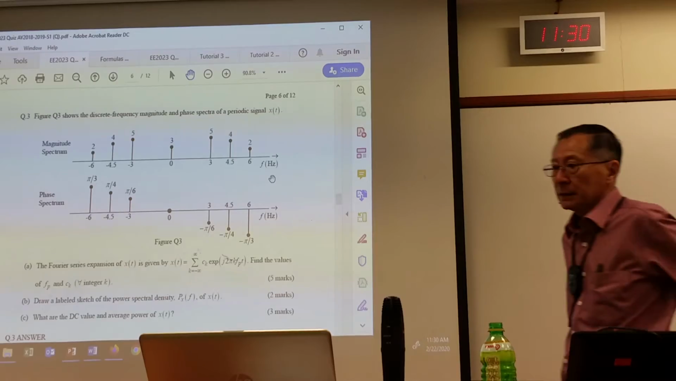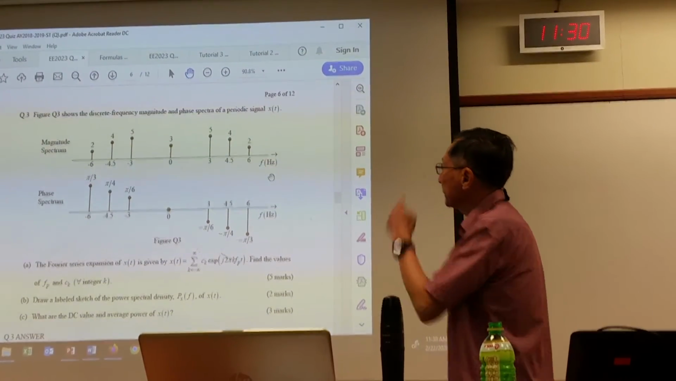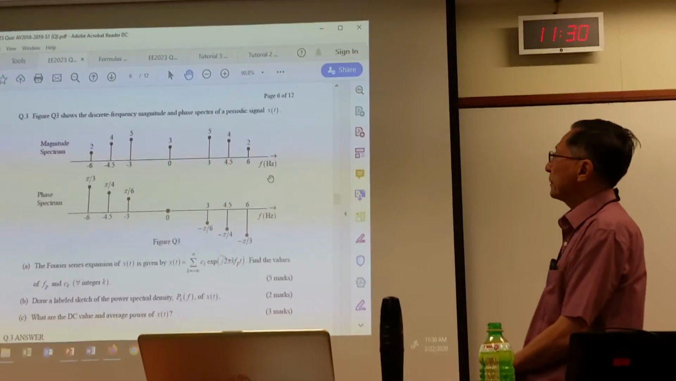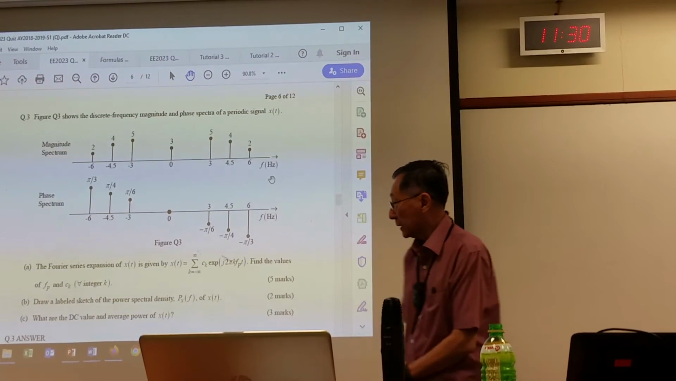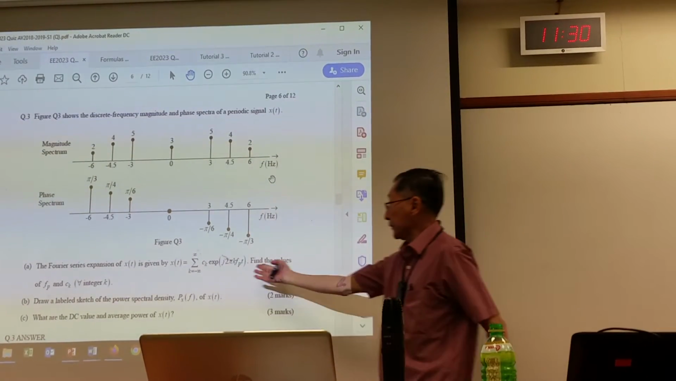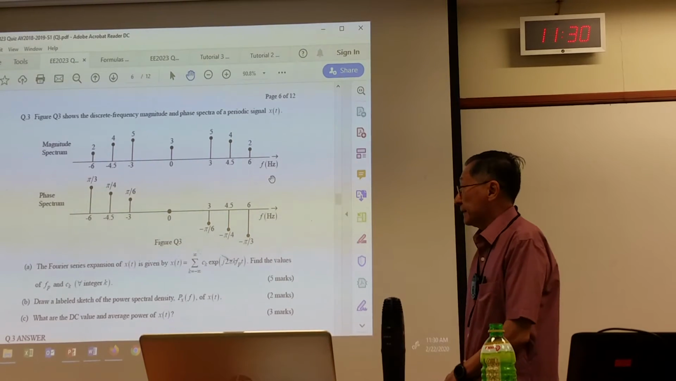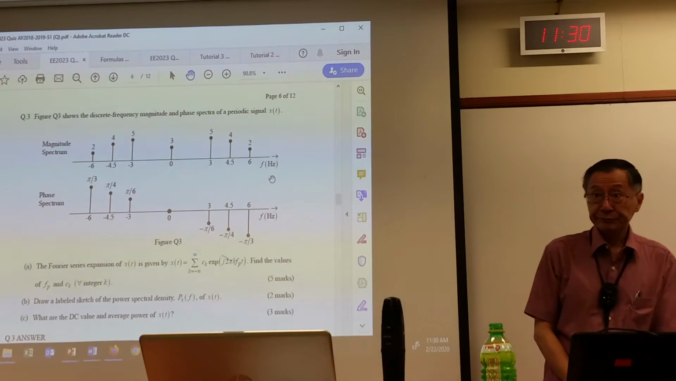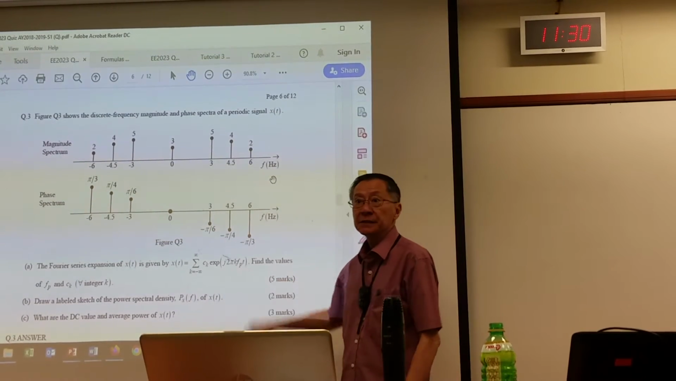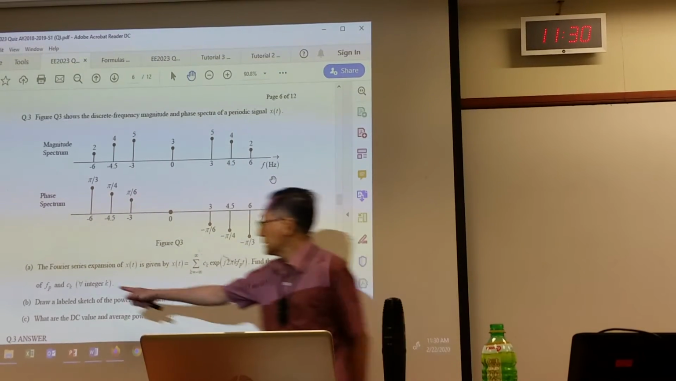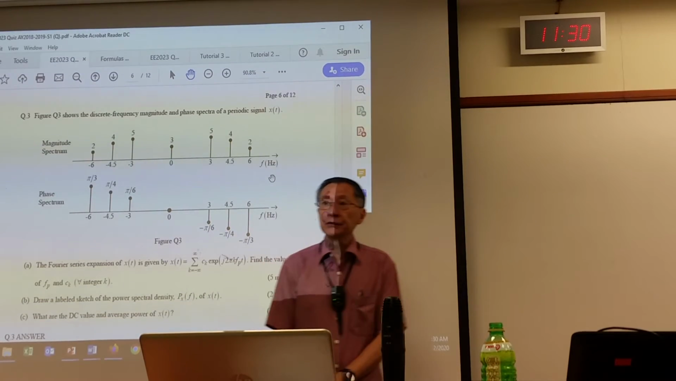Alright. Figure Q3 shows the discrete frequency, magnitude and phase spectra of a periodic signal. So there's magnitude and there's a phase. When the Fourier series coefficients are given by this, find Fp and Ck. Fp is the fundamental frequency, as you can see. Fundamental frequency. And Ck are all the Fourier series coefficients.